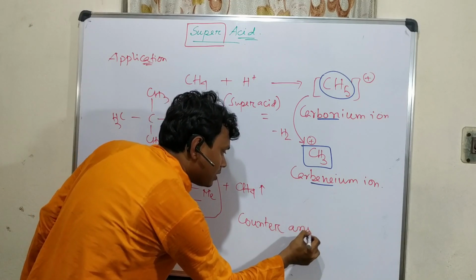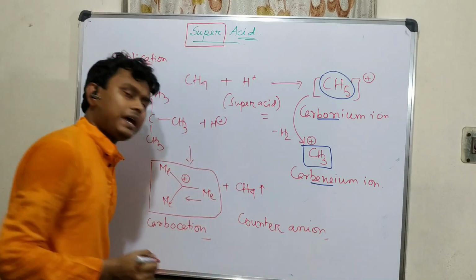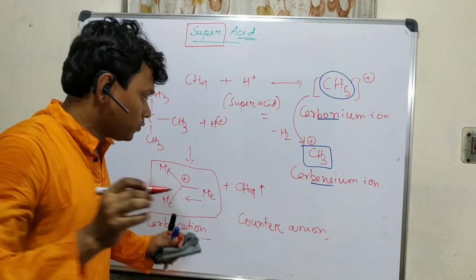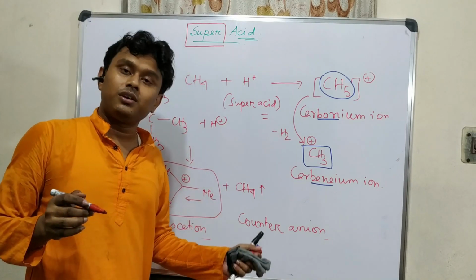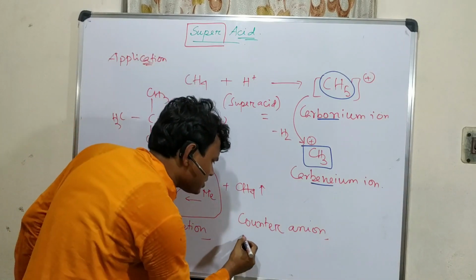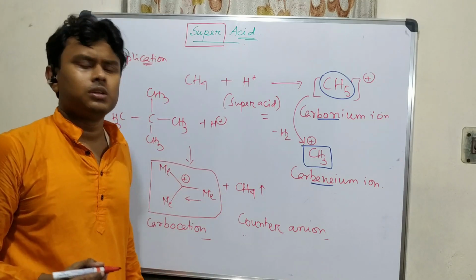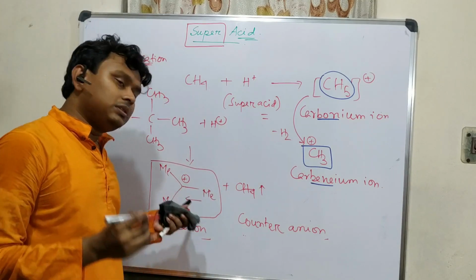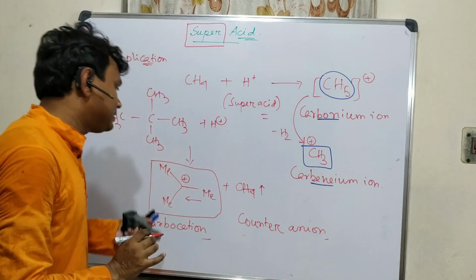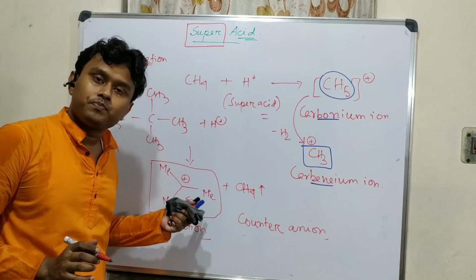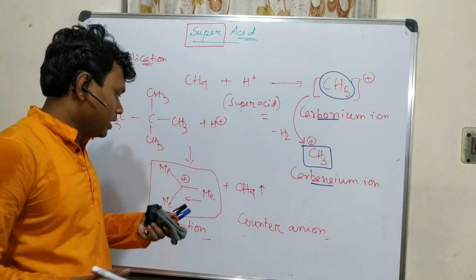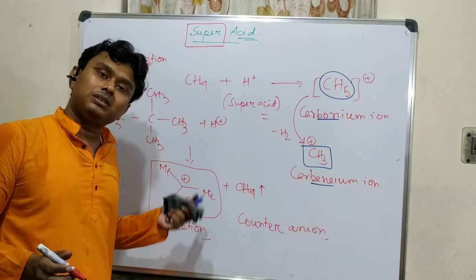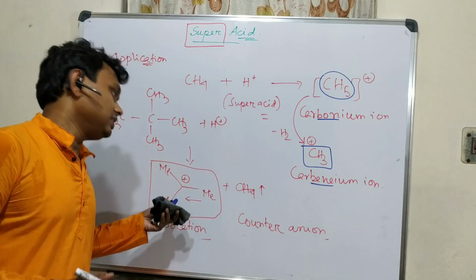Counter anion. So what does a superacid actually provide? It's a very common fact: the counter anion generated from a superacid is extremely stable. That's why that anion doesn't try to react with the cation. That anion is stabilized by itself. So even if this cation is not that stable, it could still survive.